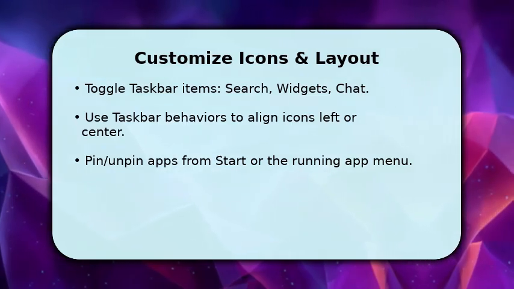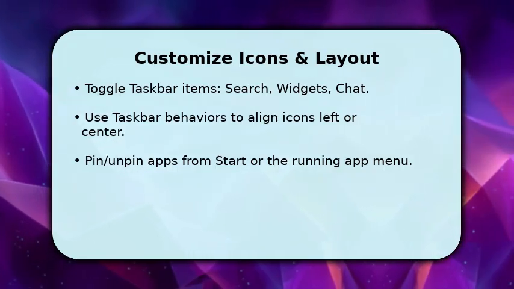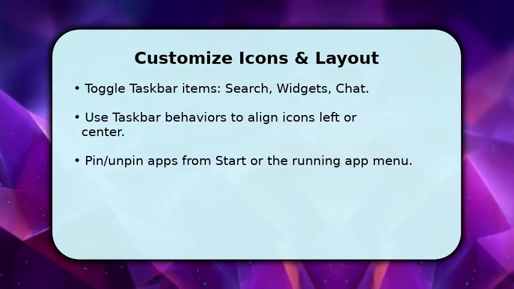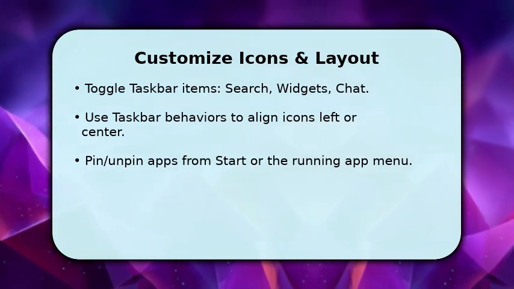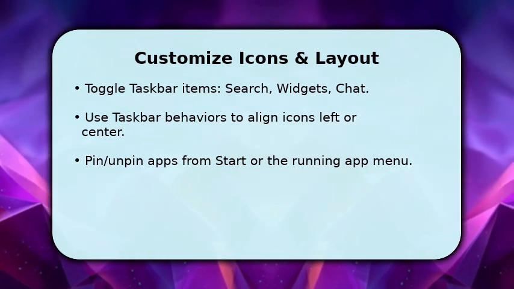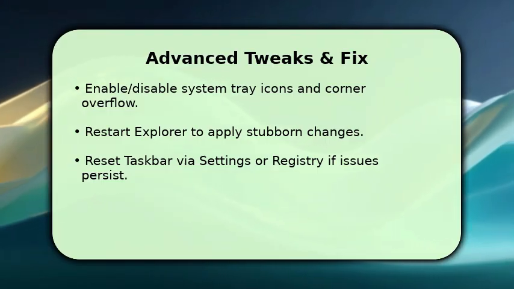tidy. Pin apps by right-clicking any running app or start tile and choose Pin to Taskbar. Unpin by reversing that action. Make sure you test a click and hover to confirm animations and grouping behave as you expect before moving to final steps. Finish by adjusting the system tray and corner overflow so essential icons remain visible.